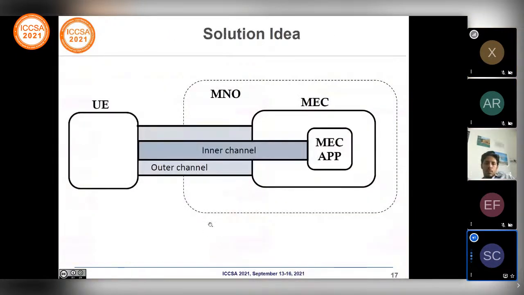Then we came up with a solution idea. In this picture, given that there are already secure connections between UE and MNO, between MNO and MEC, and between MEC and MEC application, here we want to protect the data from these entities themselves. So we would like to include two additional secure channels in the system. The first one is this outer channel between UE and MEC. The other one is an inner channel between UE and MEC application.